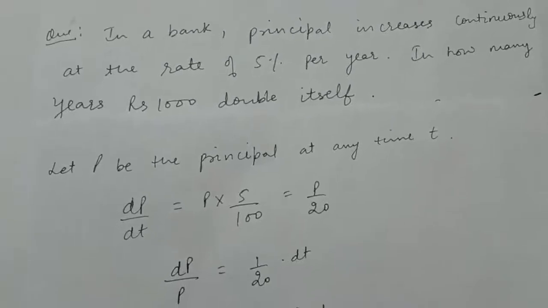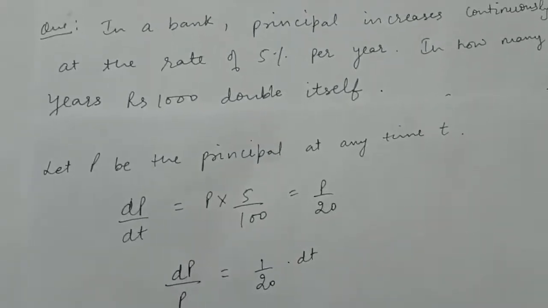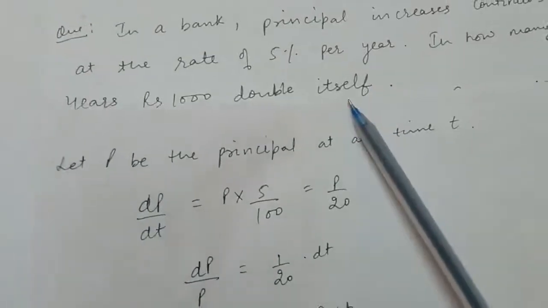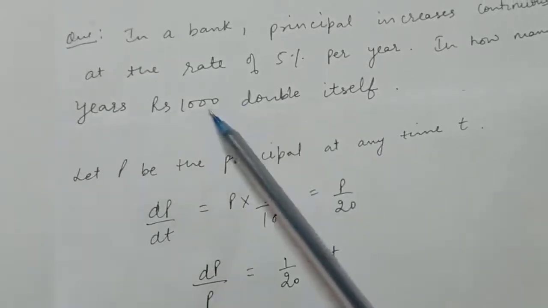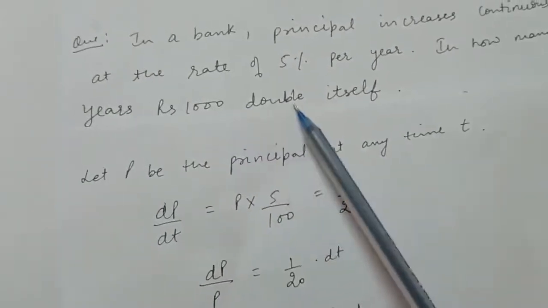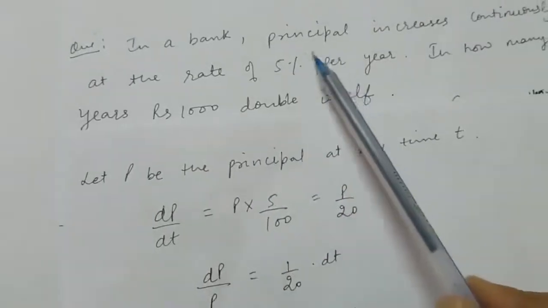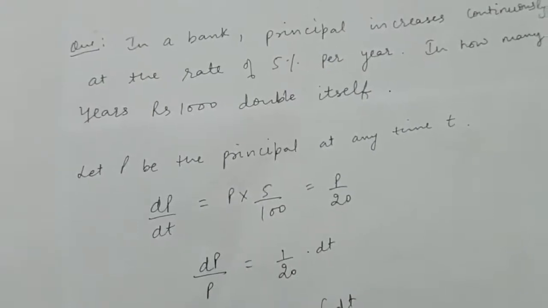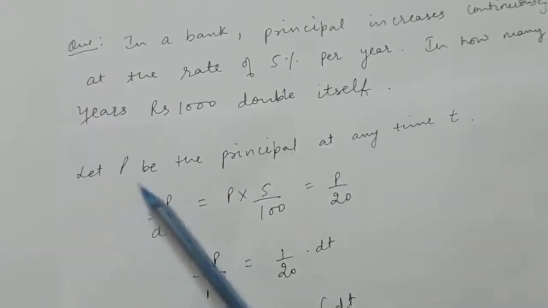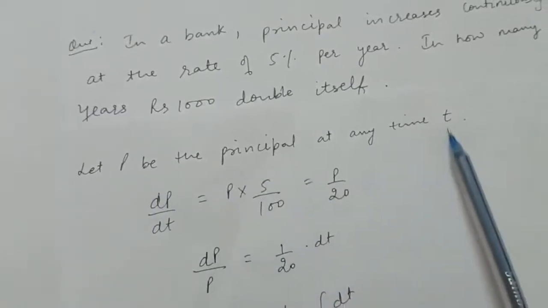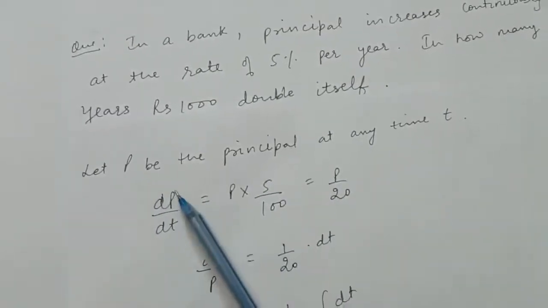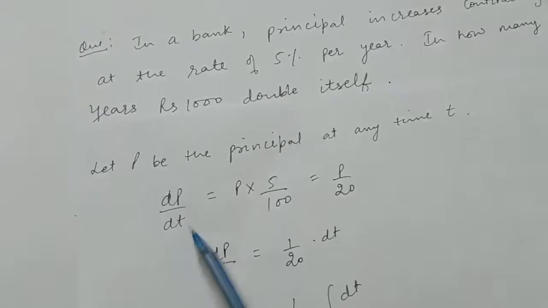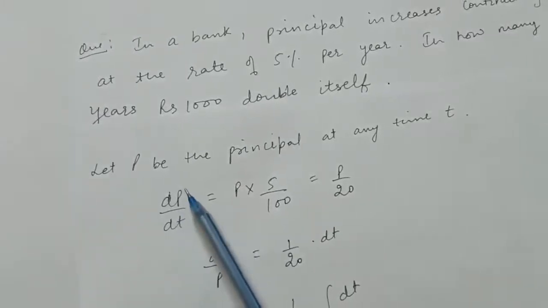Next question is, in a bank, principal increases continuously at the rate of 5% per year. In how many years will rupees 1000 double itself? We have to find the number of years in which rupees 1000 will double itself, and it is given in the question that principal increases continuously at the rate of 5% per year. That is, first of all let P be the principal at any time t. Now principal increases, that is change in the principal with respect to time, right? So dp upon dt, change in the principal.